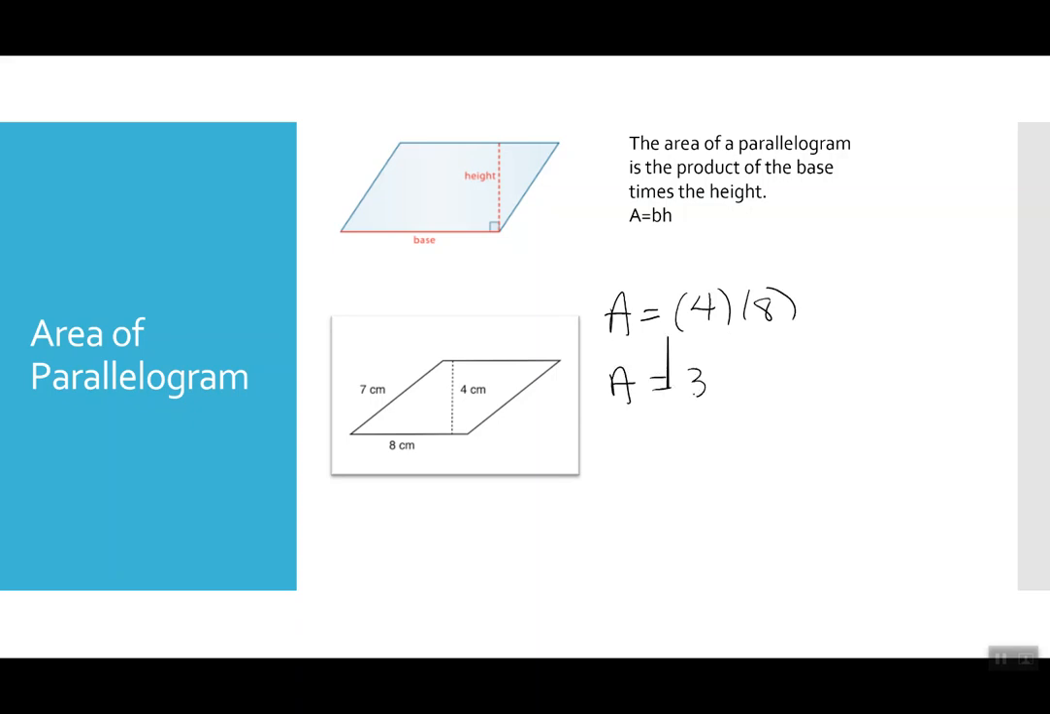That's 32. Now this time I had 4 centimeters, let's write that up here, times 8 centimeters. So having the centimeters twice means my answer is centimeters squared. Area is always squared. It doesn't matter what shape I'm talking about. Whatever unit I have is squared when I get to area.